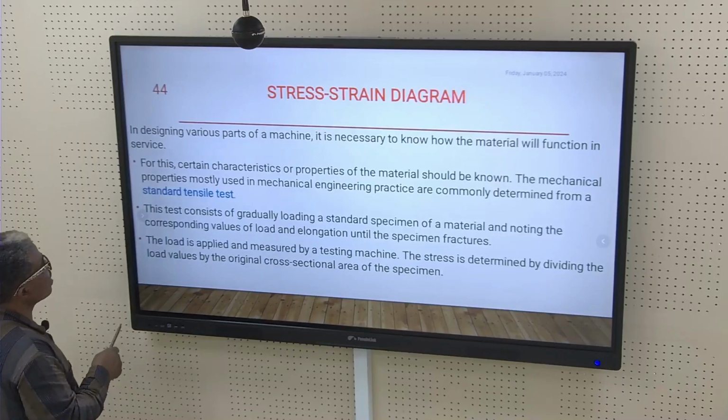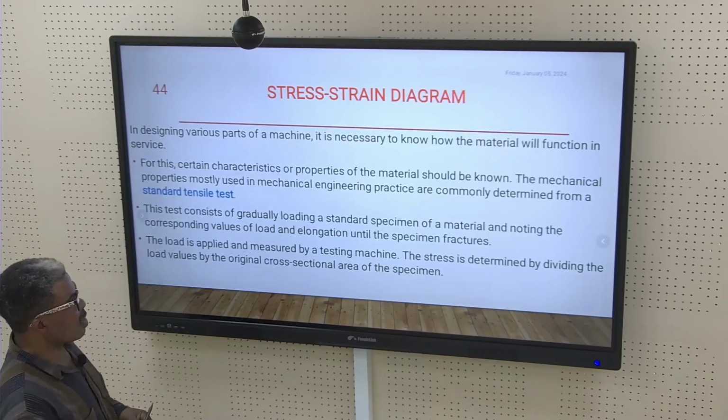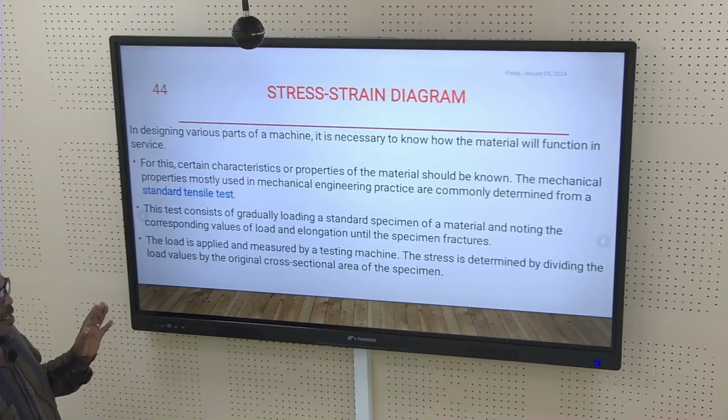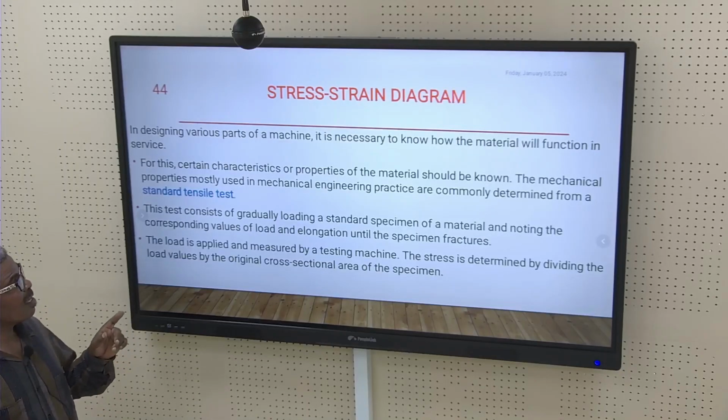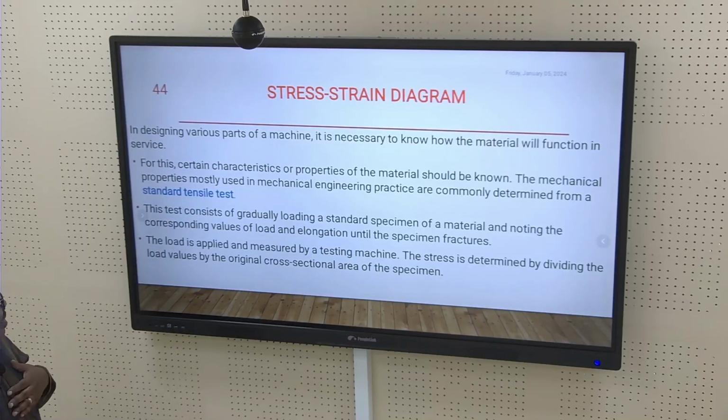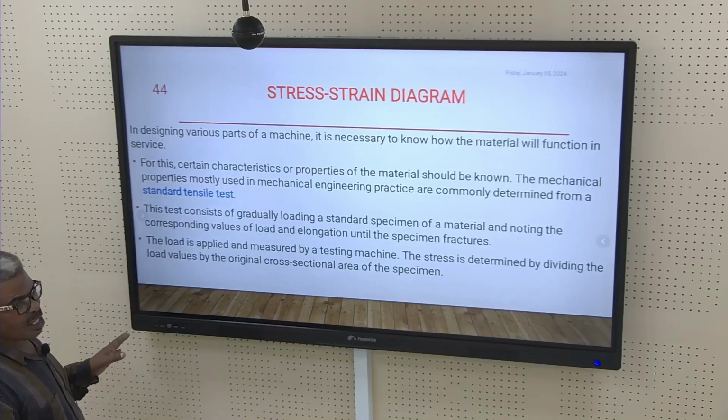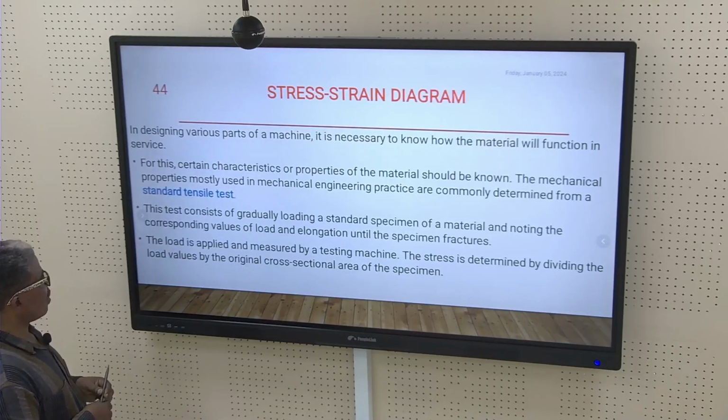In designing various parts of a machine, it is necessary to know how the material will function in service. That's the essence of studying stress and strain. For this, certain characteristics or properties of material should be known. The mechanical properties mostly used in mechanical engineering practice are commonly determined from the standard tensile test. So from the standard tensile test, we can come out with certain constants, knowing that different materials behave in a certain way.